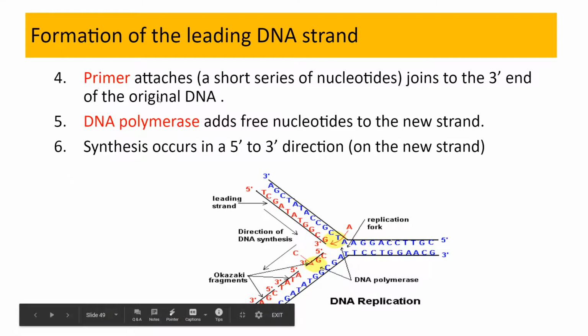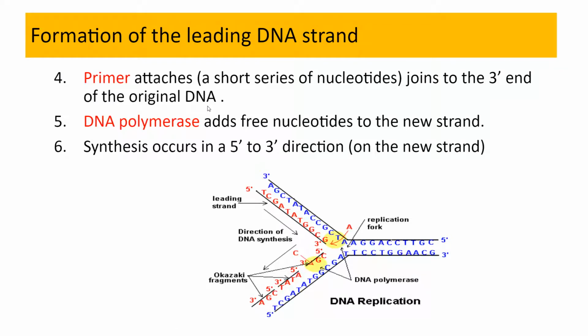So the first thing that happens now is a primer attaches. A primer is basically a short series of nucleotides. It's just a few nucleotides, and if you think about primary, you went to primary before you came to secondary. A primer is the thing that starts the process. You need a primer for DNA replication to occur. As it says, a primer attaches or joins to the 3' end of the original strand.